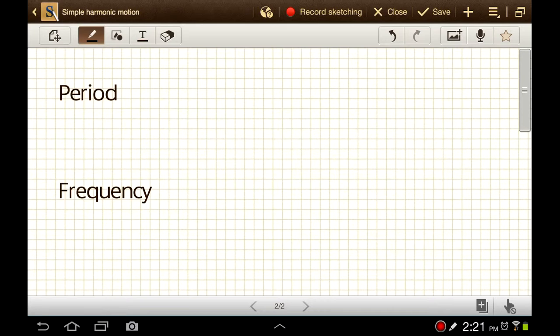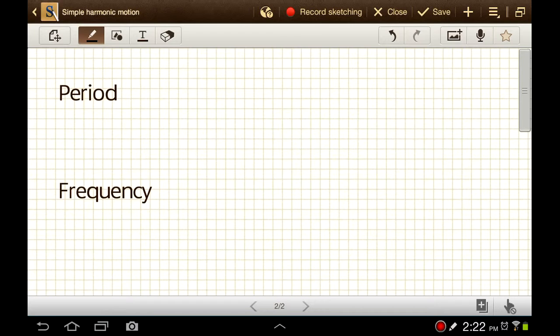Refresh your memory on what your prediction is for what the meaning of period is and what the meaning of frequency is. Take that time, make that prediction. Now, you've made your prediction, we can check them.